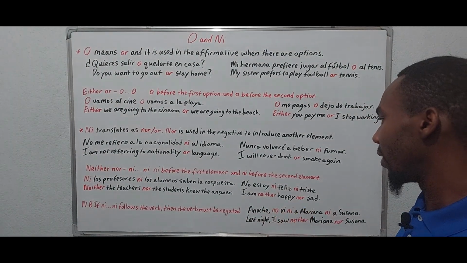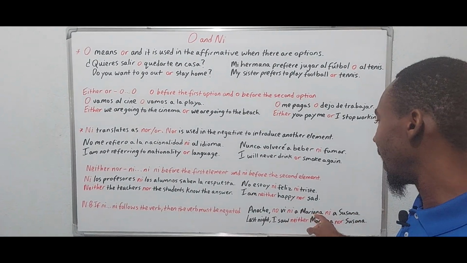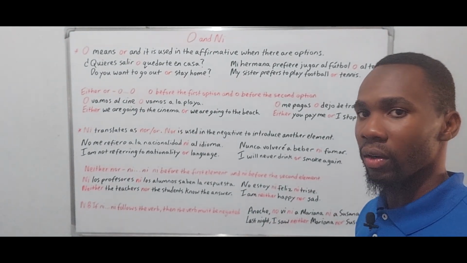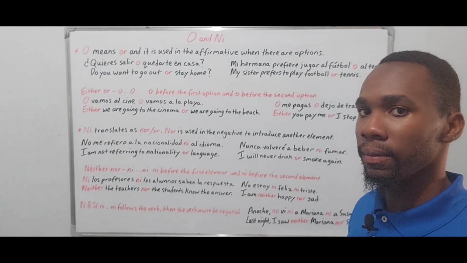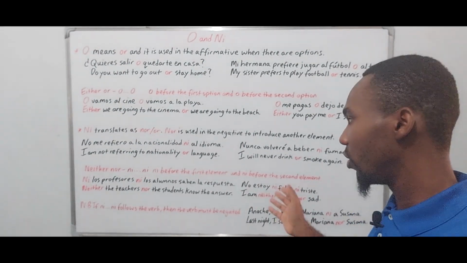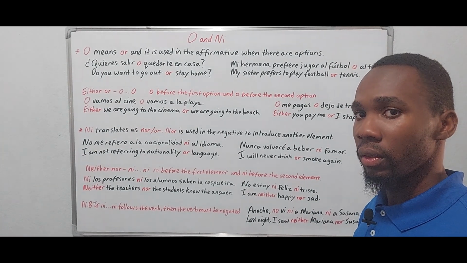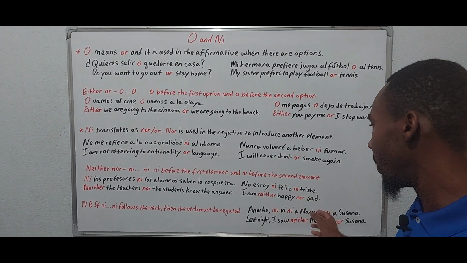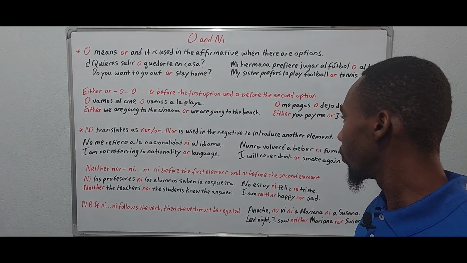This could also translate as last night I did not see Mariana or Susana. Once again, we can use or in English if the verb is already negative, right? But since we're using neither nor, that structure, this is how we would translate it in English. I saw neither Mariana nor Susana.